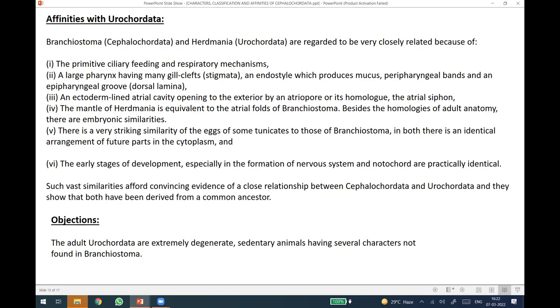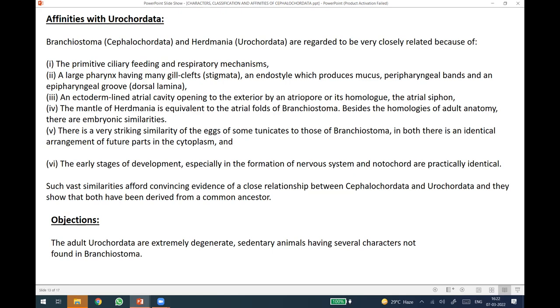Besides the homologies of adult anatomy, there are embryonic similarities also within urochordata and cephalochordata. There is a very striking similarity of eggs of tunicates to those of branchiostoma. In both, there is an identical arrangement of future parts in the cytoplasm, and the early stages of development, especially in formation of nervous system and notochord, are practically identical. Such vast similarities afford convincing evidence of a close relationship between cephalochordata and urochordata, and they show that both have been derived from a common ancestor.